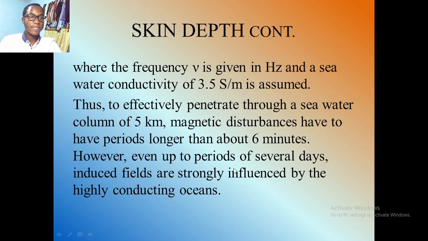To effectively penetrate through a seawater column of 5 kilometers, magnetic disturbances have to have periods longer than about 6 minutes. However, even up to periods of several days, induced fields are strongly influenced by the highly conducting oceans.